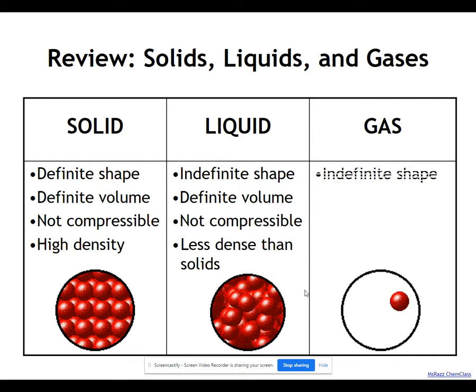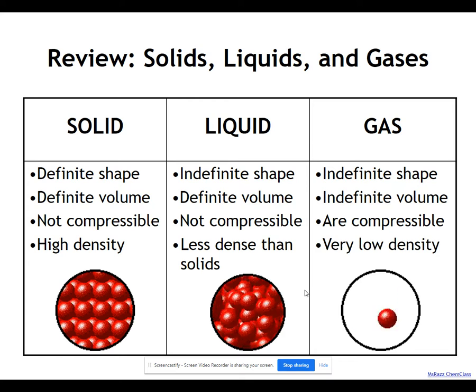Now, the newest thing on here is going to be the density. So if you look at this, solid is high density. That means how tightly packed it is together. This is less dense, and this is even less dense.